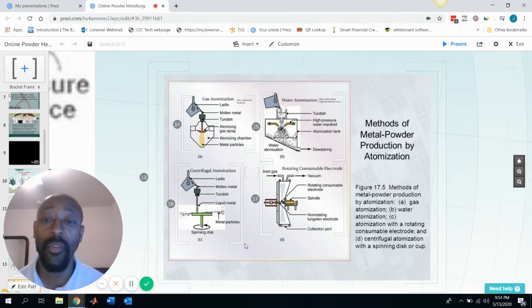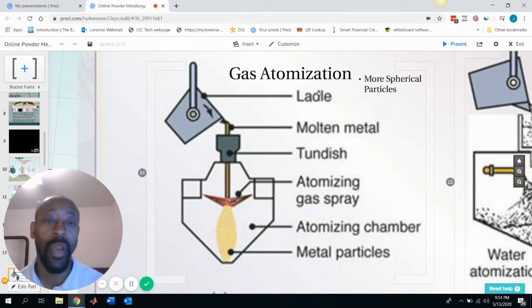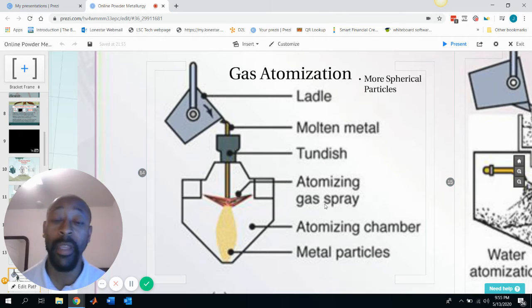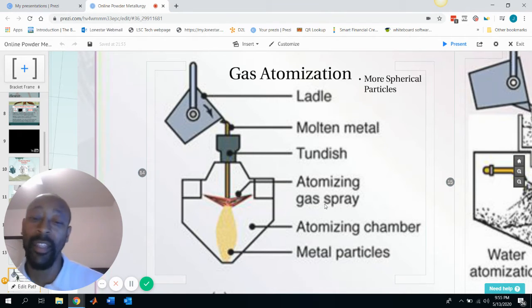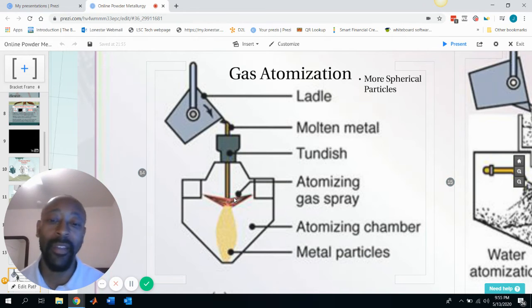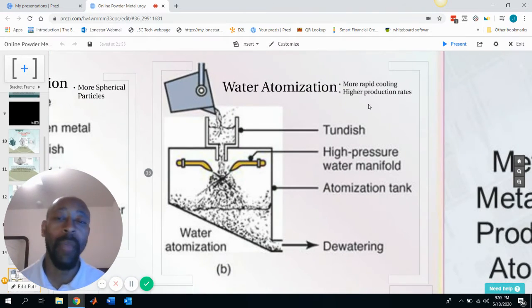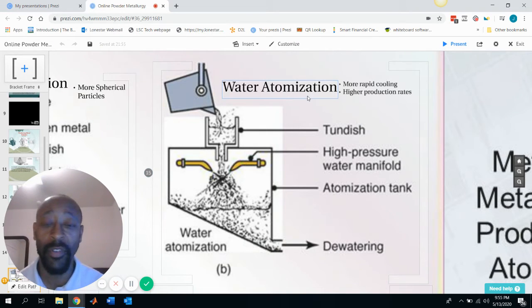You have other types of atomization processes. You have the gas atomization process, and this process is the same thing as the water atomization process, except you're using an inert gas. The reason that you use an inert gas is because you don't want the gas to react to anything. Remember, this is molten metal, so it is pretty hot. And so you spray an inert gas against it, and that breaks apart that molten metal flow into metal particles. One specific characteristic you want to remember about gas atomization is that it gives you more spherical shaped particles.